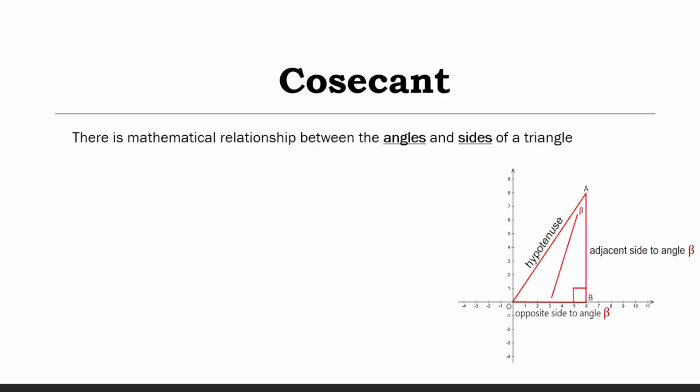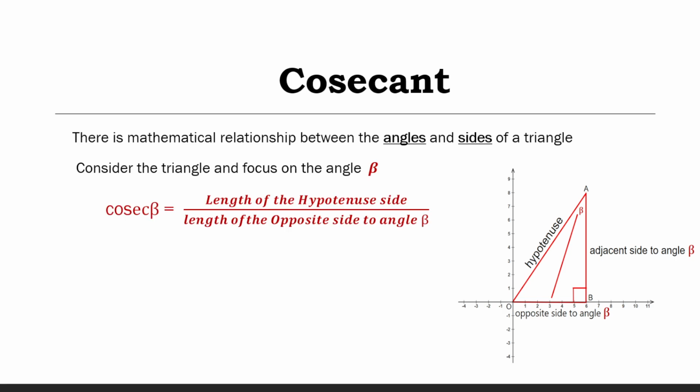And again, looking at the cosecant, but the focus being on angle beta. The cosecant beta is defined as the length of the hypotenuse side divided by the length of the opposite side to angle beta, and that gives us cosec beta equals to OA divided by OB, and OA made the subject of the formula becomes OB times cosec beta.